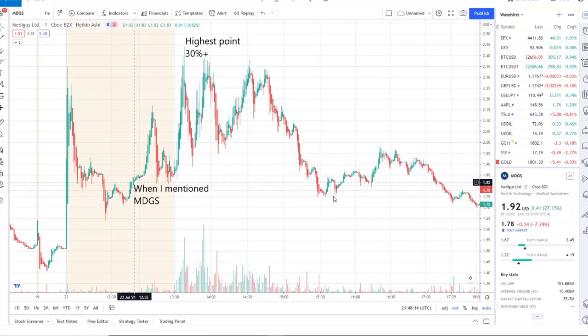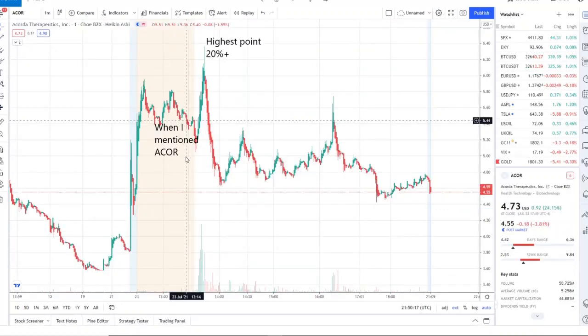I mean, this was filled with opportunity afterwards, as well as it was pulling downwards, presenting itself as another opportunity of 5 to 10%. Now we got ACOR. We caught this one in the pre-market as it was falling, and it pulled down to lows here of about 510, 515, and then it took off for a highest point of 20% plus. This was phenomenal as well.